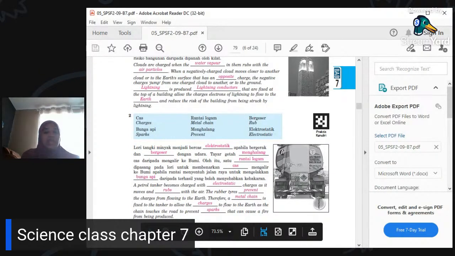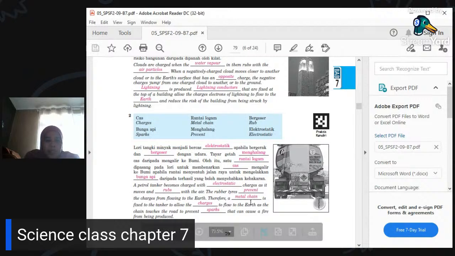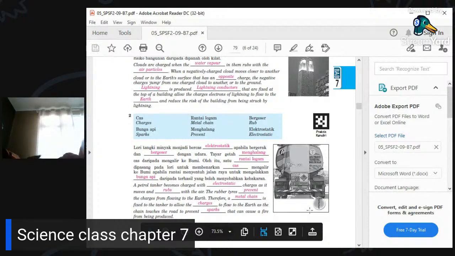If you look at the oil tanker, at the back of the oil tanker there is a metal chain attached. So the metal chain has a function. The metal chain function is to prevent sparks from happening, or else the tank will explode. It will burn, it carries oil. It cannot have any source of heat. So because of the metal chain, it will flow the charges to the earth. So the negative charge will flow to the positive charge on the earth.